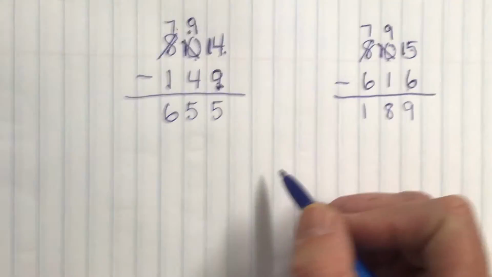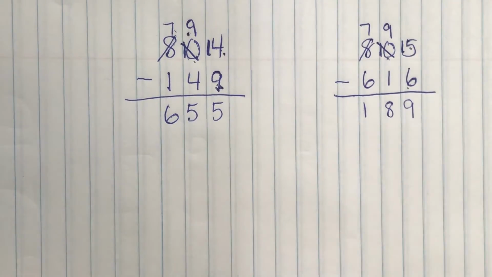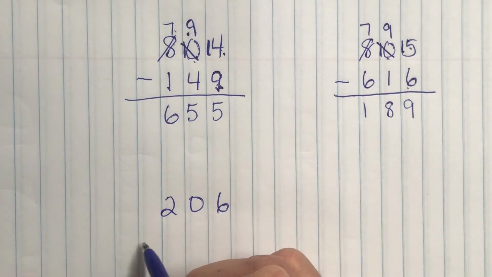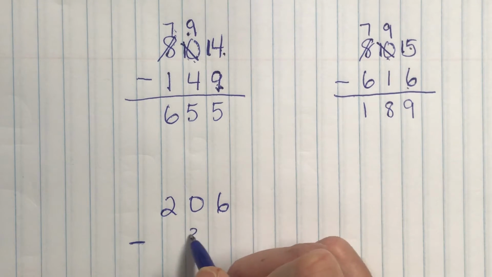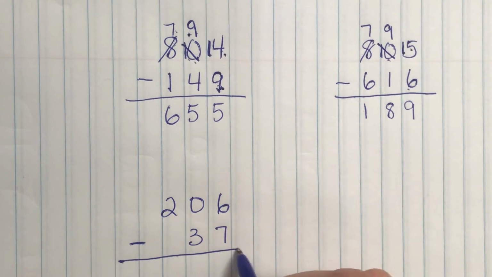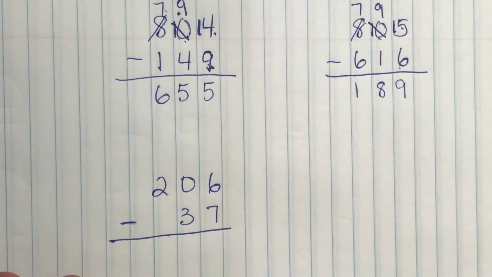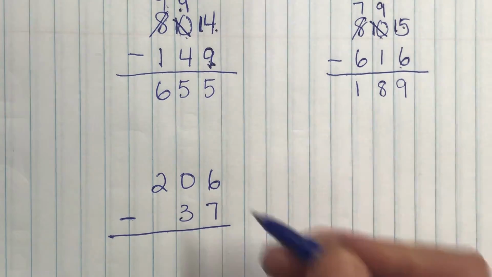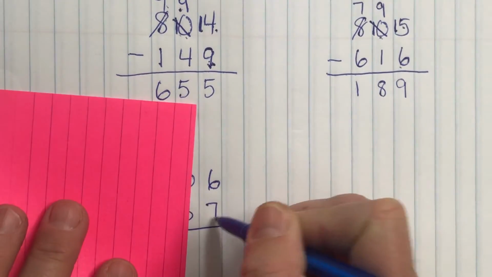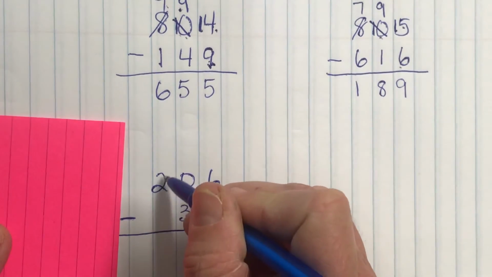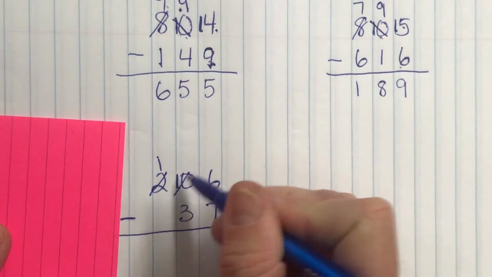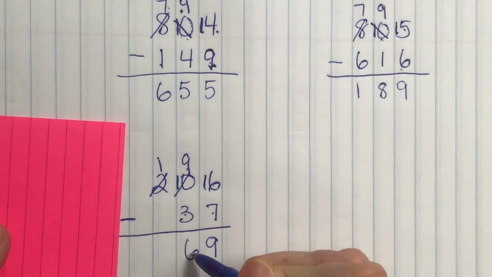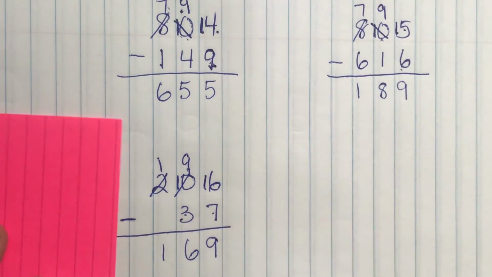What if we had 206 minus 37? Okay, 206 minus 37. Give that one a shot. Okay, more on the floor. I need to go next door. Nobody's home. So 1, 10. 9, 16, 9, 6, 1, 169.